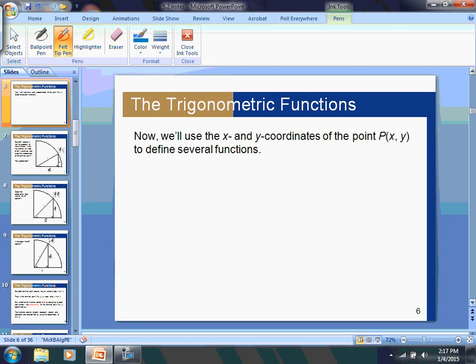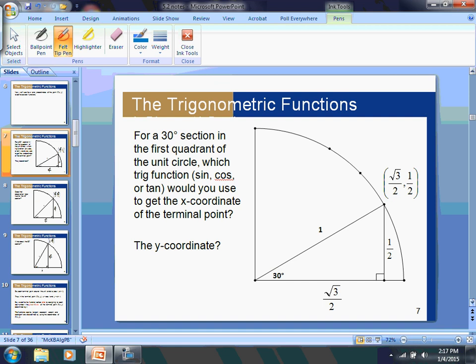So now we're going to use the x and y coordinates of the point to define some functions. So we're really going to focus on the terminal points now when we're dealing with these trig functions. Okay, so this is why those terminal points were so important, why we spent so much time in the last section figuring out what they were, because they can help us now evaluate sine and cosine and tangent of these measurements in our unit circle.